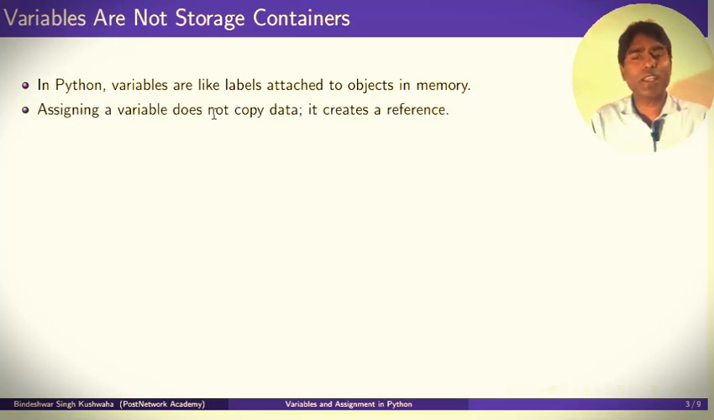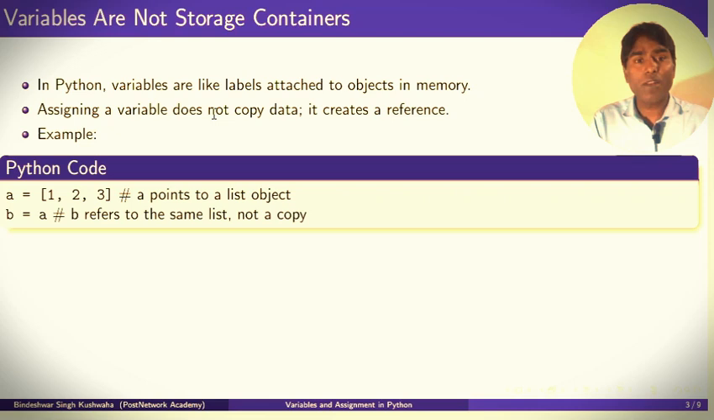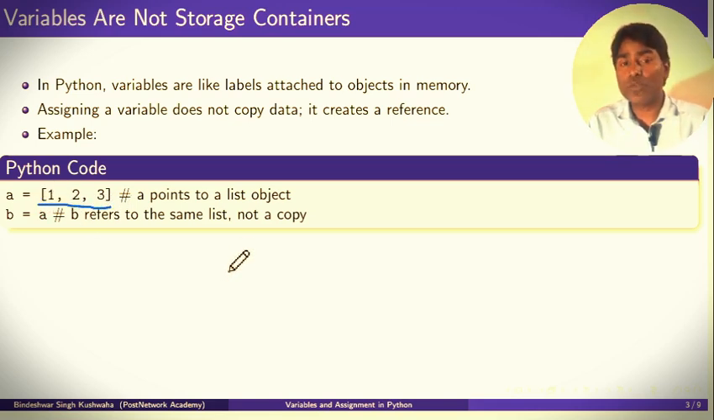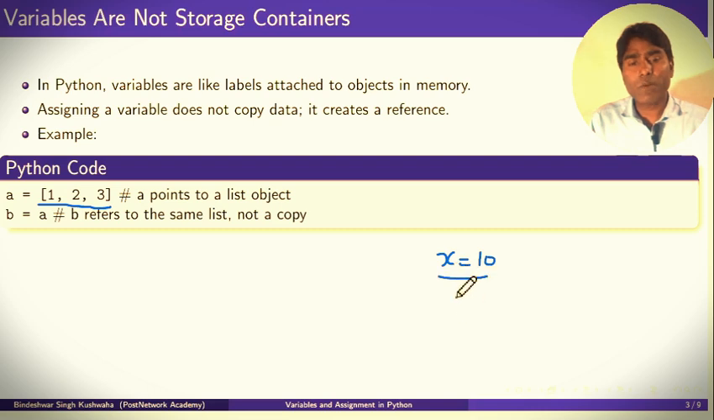So in Python, variables are like labels attached to objects in memory, as I have explained already. Another example: A is referring to a list object. Those who are not aware of lists, see that x was referring to a single value, but now A is referring to a list of values. You use square brackets for a list. In future there will be dedicated videos, but here you can understand a list of values. And this statement B equals A means both are referring to the same list object.